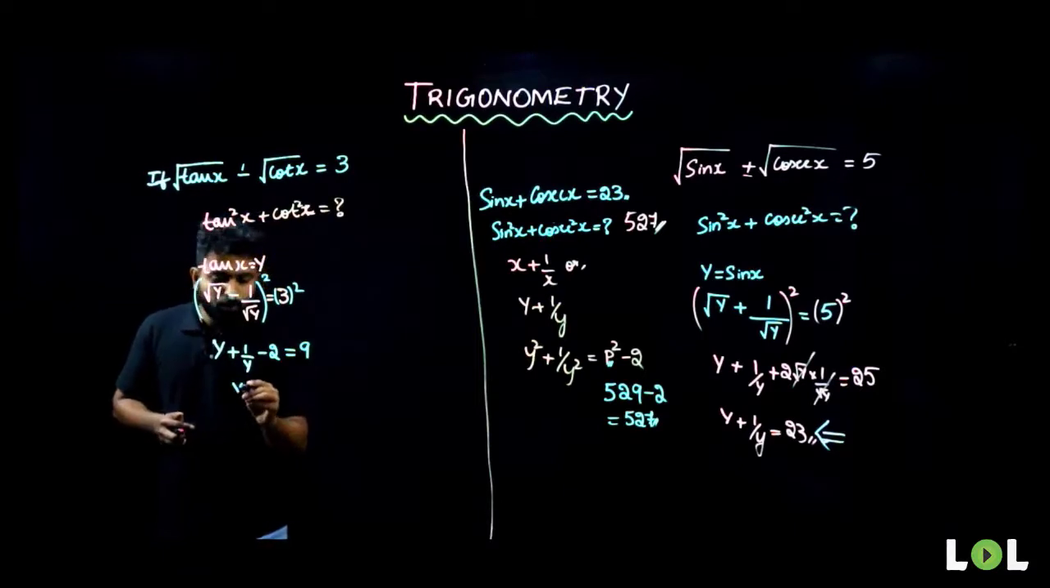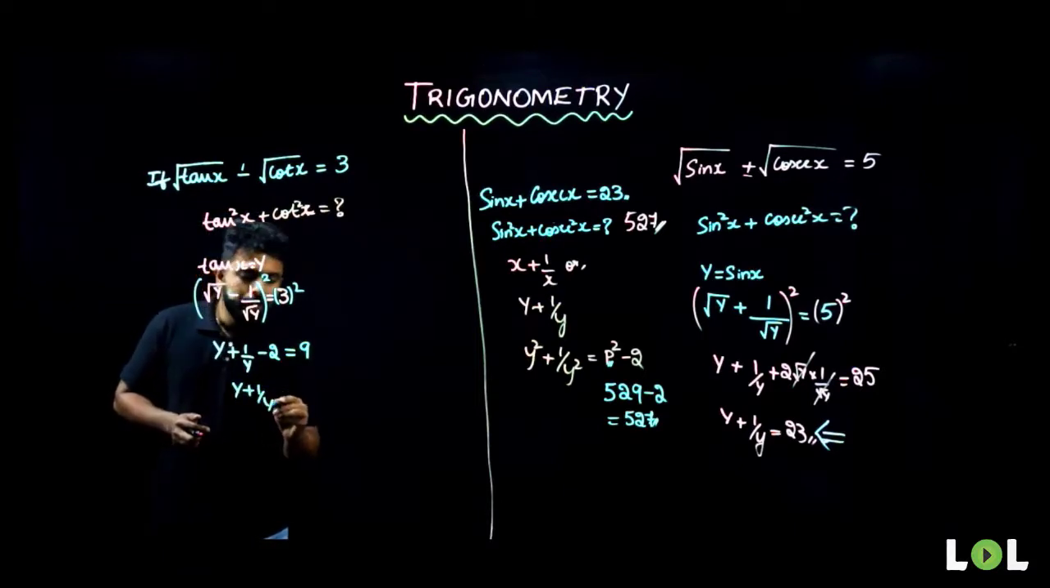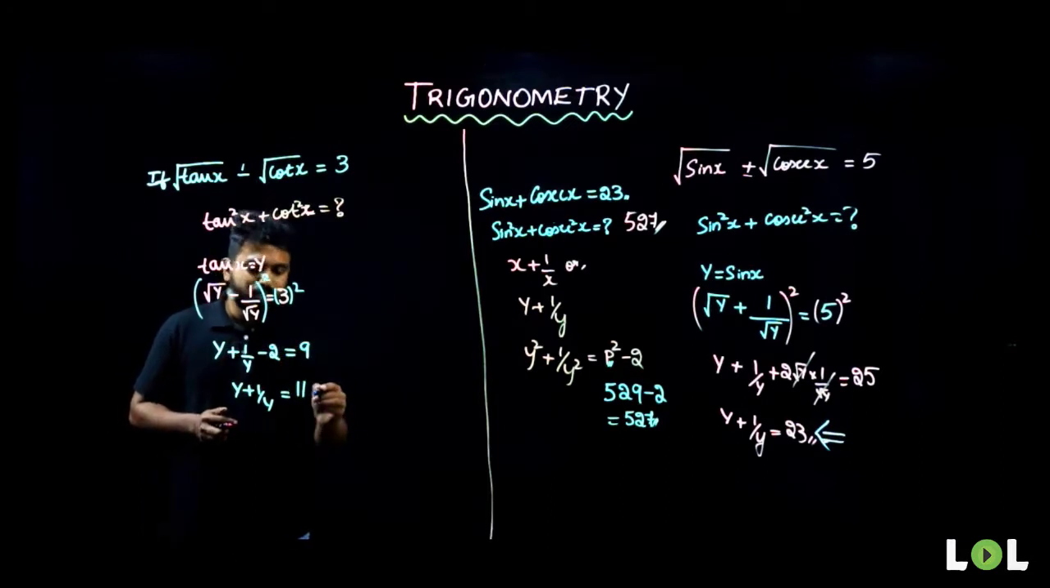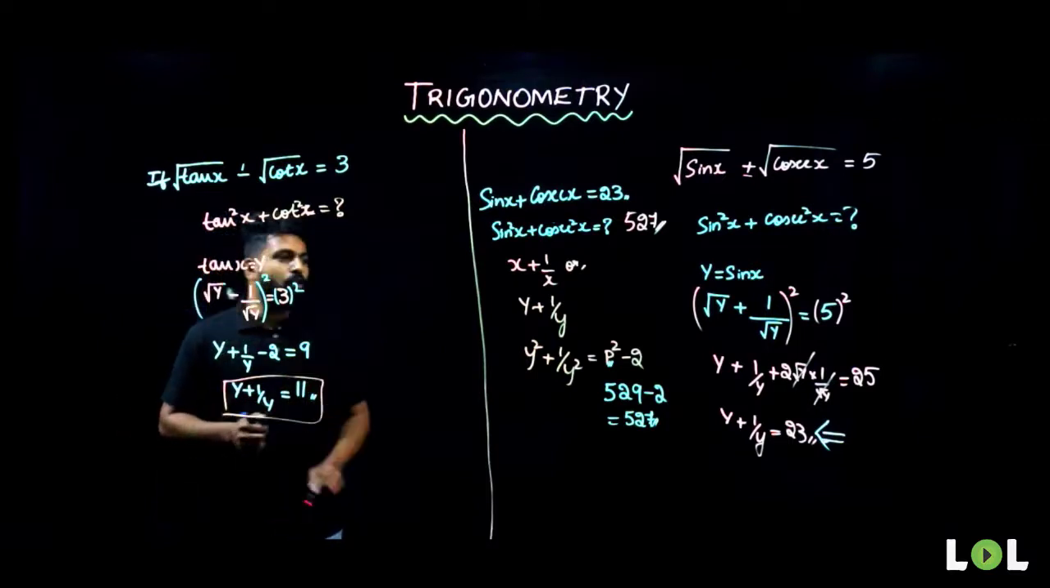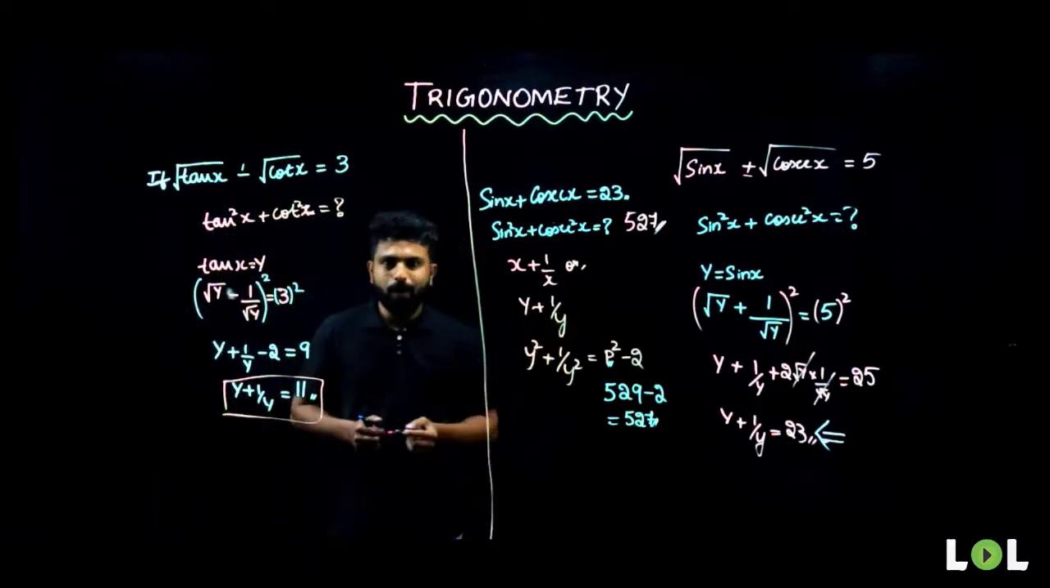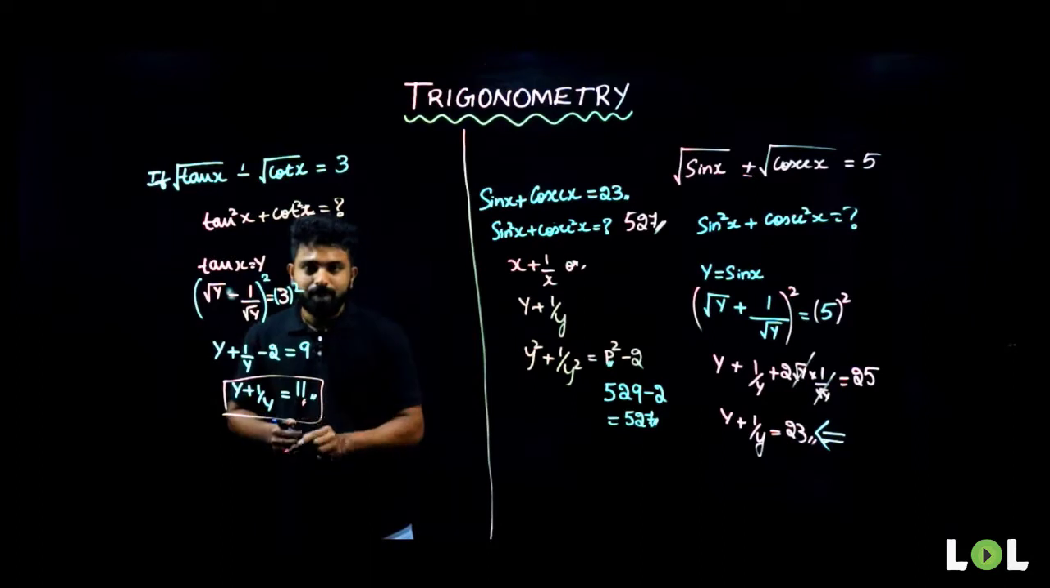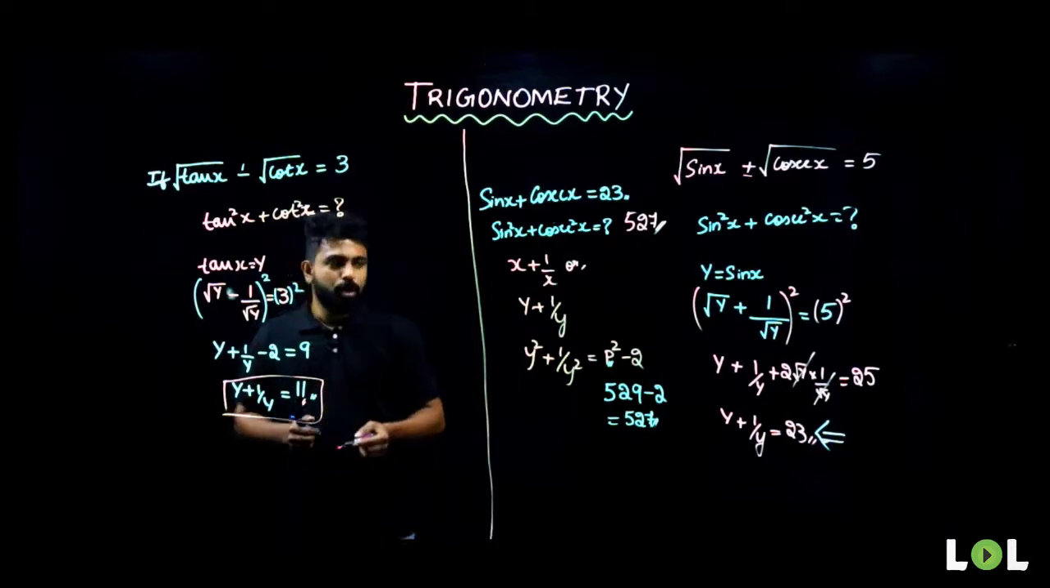So what am I left with? y plus 1 by y minus 2 is equal to 9. Minus 2 going to the other side will become plus 2 here. I've got 11. So once again, I've got it of the form y plus 1 by y, that is equal to p. P here is 11. So what will be the answer for this?